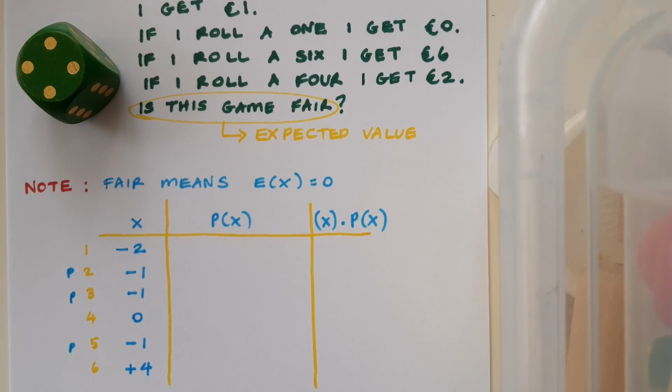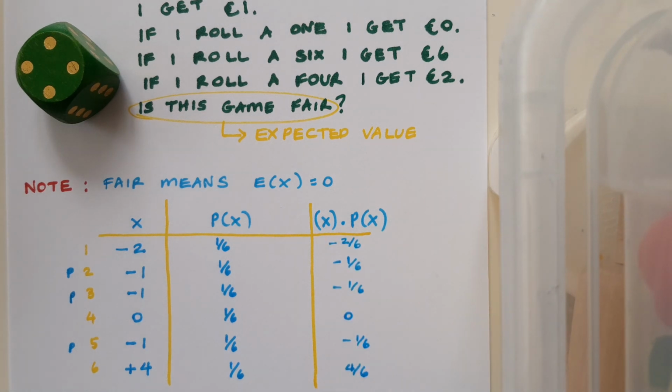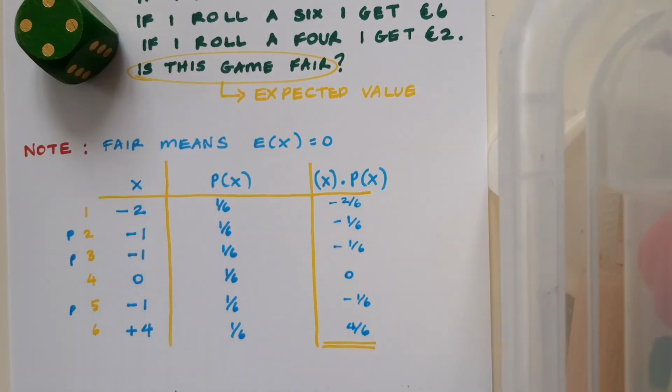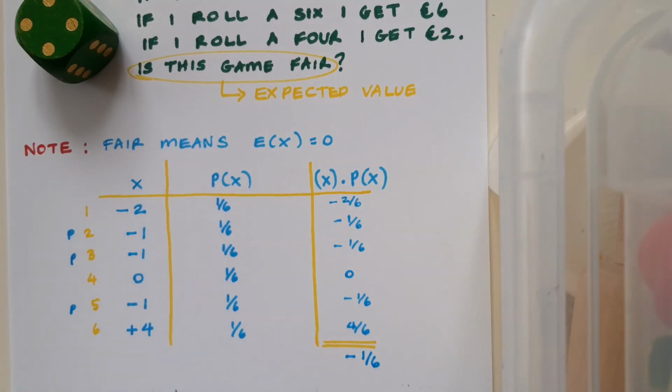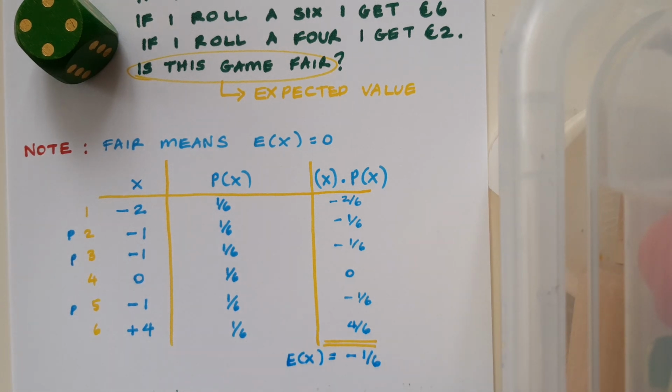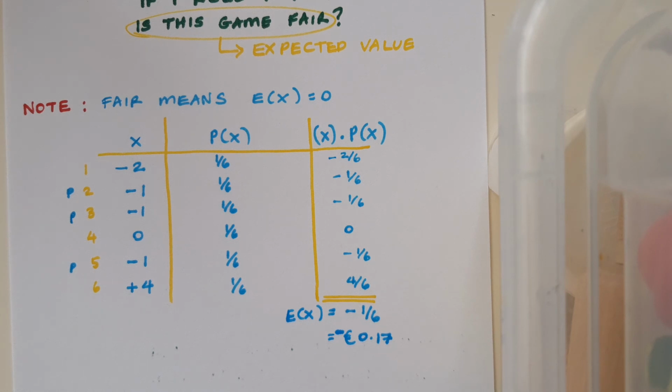Okay, so now I need to work out the probabilities for each of these. Again, it's a dice, so the probability of each outcome is 1 in 6. And now I'll multiply each by the outcome, and these are my outcomes. And of course, then to find expected value, I have to add all of these together. So when I do that, I get a result of minus 1 over 6. Now again, I'm talking about money, so I'd rather write this in euro, and I'm rounding to the nearest cent. So in the long run, on average, I'm losing 17 cents.